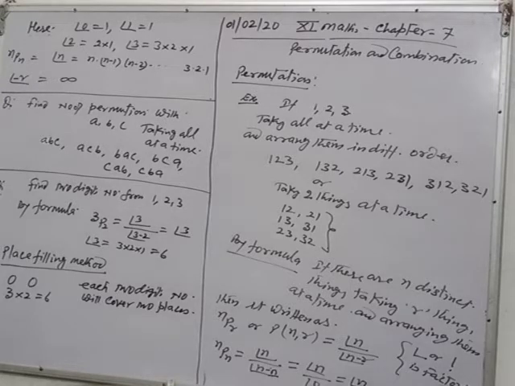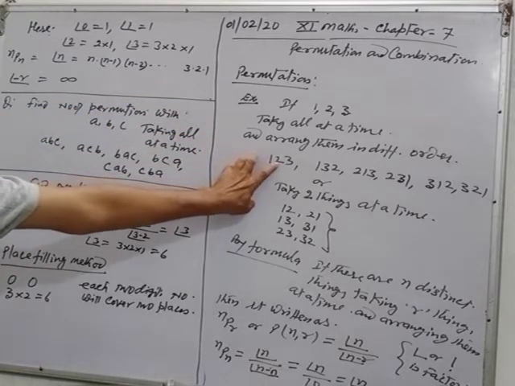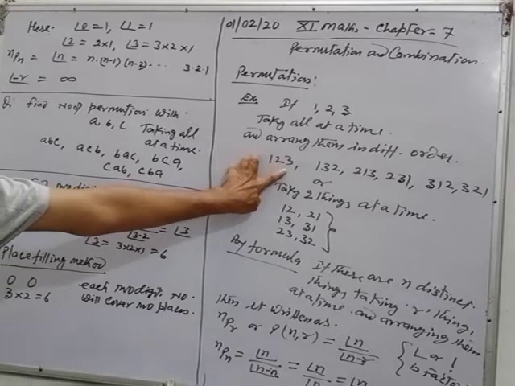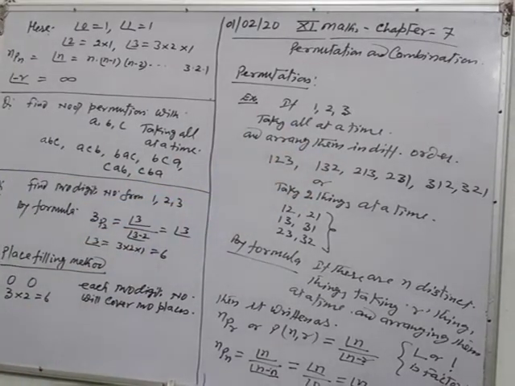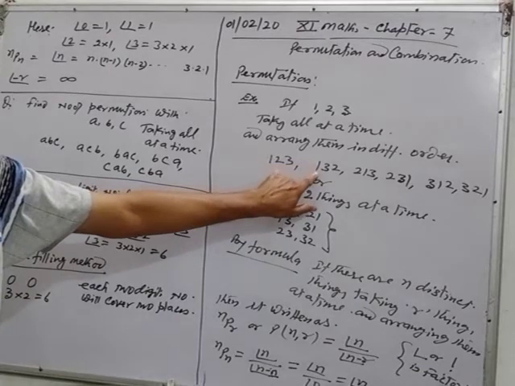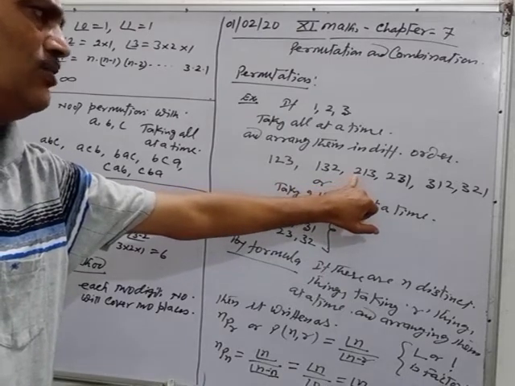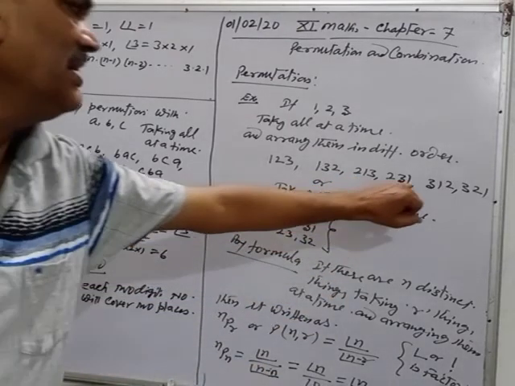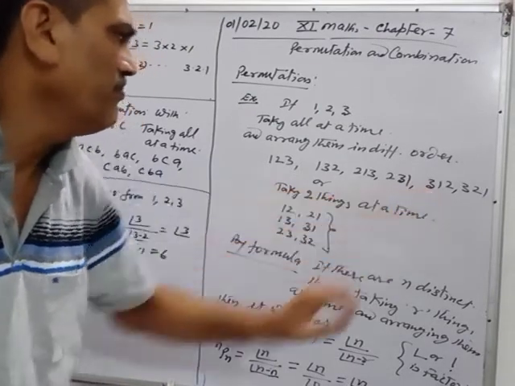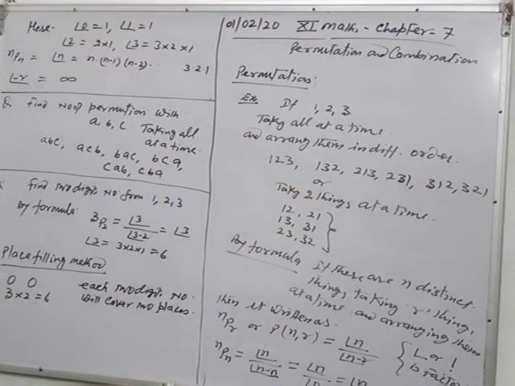For example, if there are three things numbered 1, 2, 3, taking all three at a time and arranging them, in how many ways can you arrange? First type of arrangement, starting with 1, interchanging 2 and 3. So 1, 2, 3 and 1, 3, 2. There are two types of arrangement when you start with 1. Starting with 2, so 2, 1, 3 and 2, 3, 1. Starting with 3, 3, 1, 2 and 3, 2, 1. So there are 6 types of arrangements.